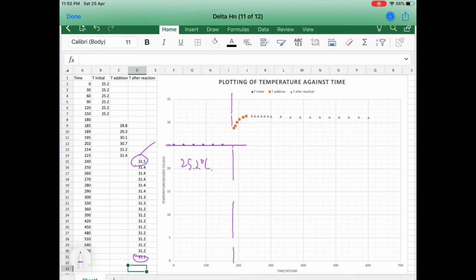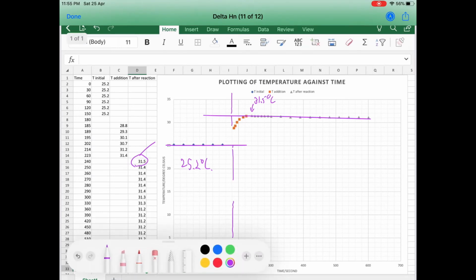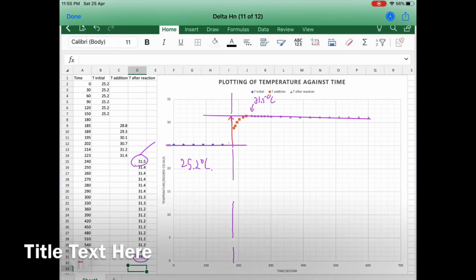And then similarly, starting from the decreasing trend of it, starting from this data point, 31.5, we try to simulate the situation that the system has no energy loss to the surrounding. So we just draw a line to extrapolate this decreasing trend. And then the maximum temperature rise is here at 180 seconds. What we want to do is this delta T.